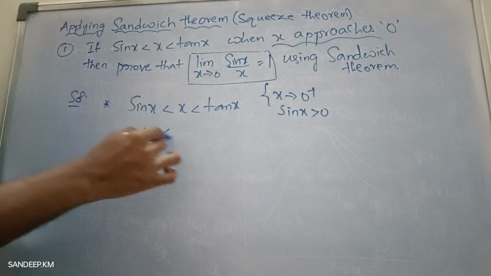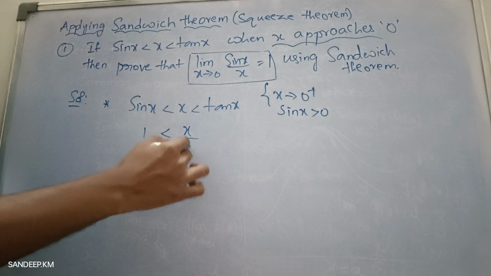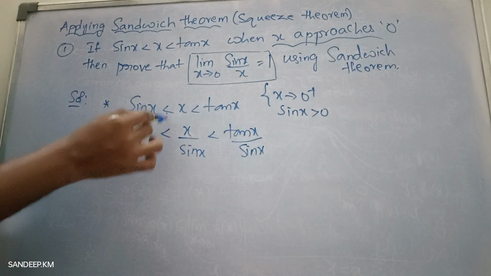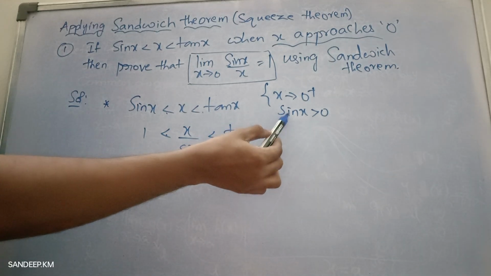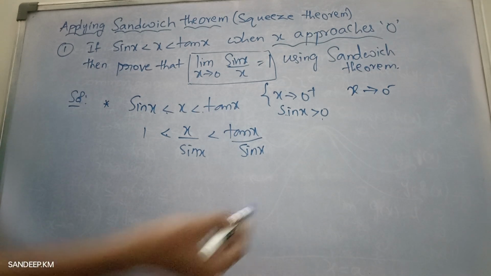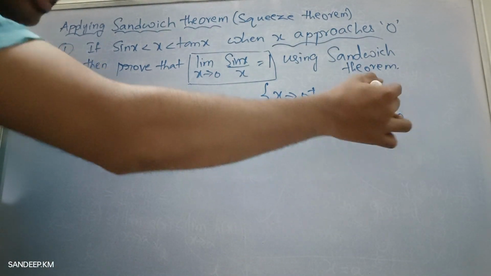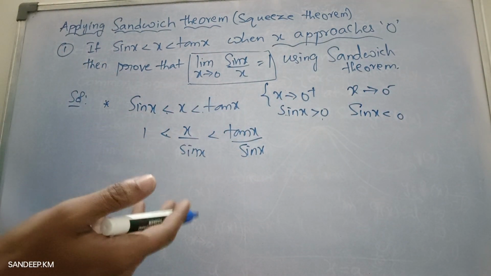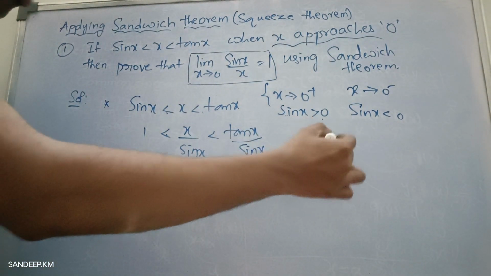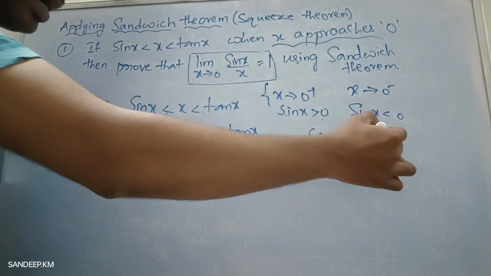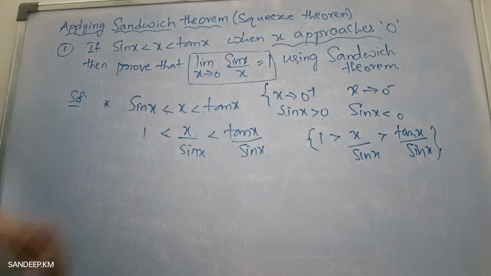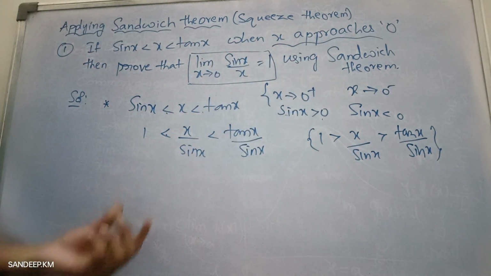Now what happens if I divide with sin x in all three places? So sin x by sin x will be 1, less than x by sin x, less than tan x by sin x. Observe that the inequality did not change because you are dividing with sin x, which is a positive number. And what if x approaches 0 minus? Then sin x will be negative because x is in the fourth quadrant. When x is just less than 0, we are in the fourth quadrant, and sin x is negative. Then you have to change the inequality, which means you should write 1 greater than x by sin x greater than tan x by sin x. Either way, you will get the same answer. Whether x approaches 0 plus or 0 minus, the final answer will be the same.